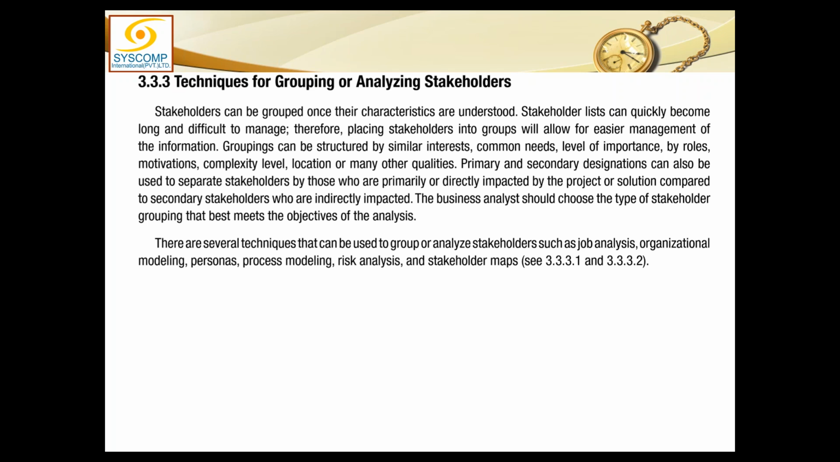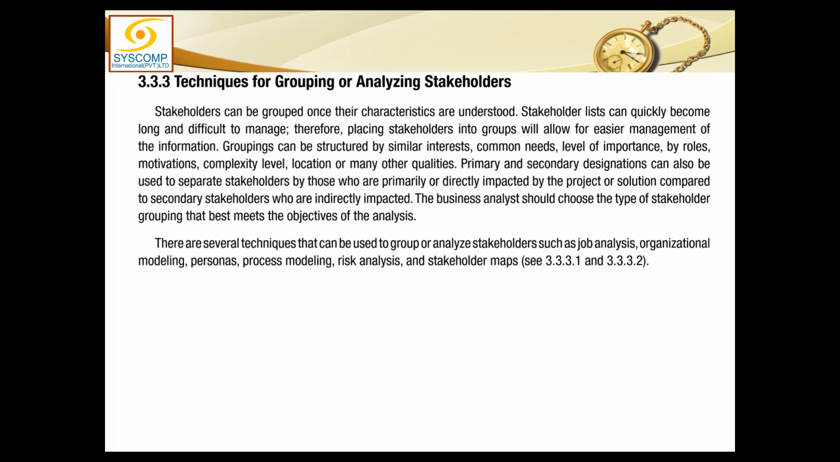So I can have as many groups, maybe 4, 5 or 10 groups, and I say that these are the common characteristic groups. Stakeholder lists can quickly become long and difficult to manage. Therefore, placing stakeholders into groups will allow for easier management of information. Groupings can be structured by similar interests, common needs, level of importance, by roles, motivations, complexity level, location, or many other qualities.